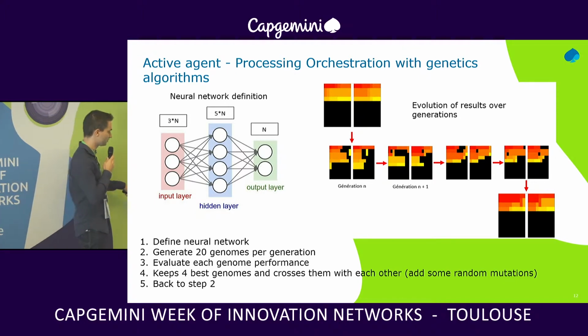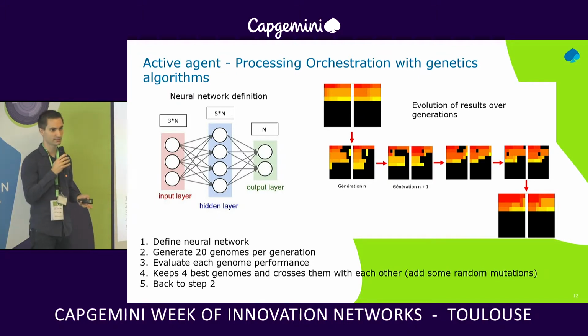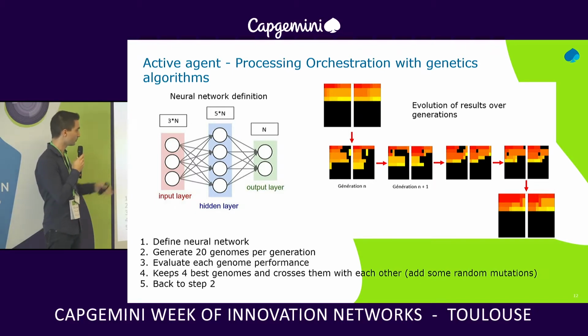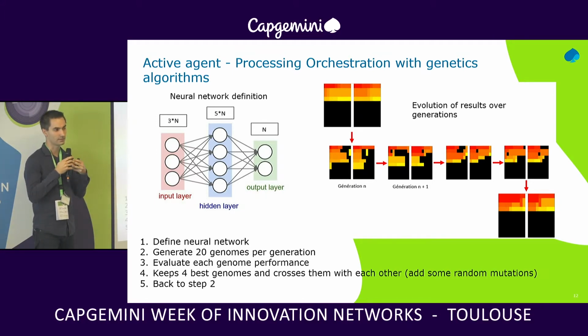So first step, you define your neural network, you generate your genome randomly, then you evaluate the performance of each one. So it's here very simple, you have to measure the white or the black, and you keep the best one, you cross them, and like in natural situations, you add some mutation to keep the optimum. And we do, and the result is sufficient for our issue.